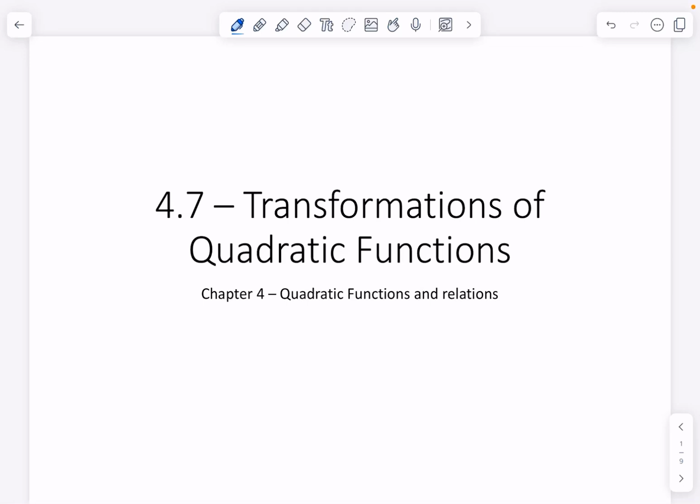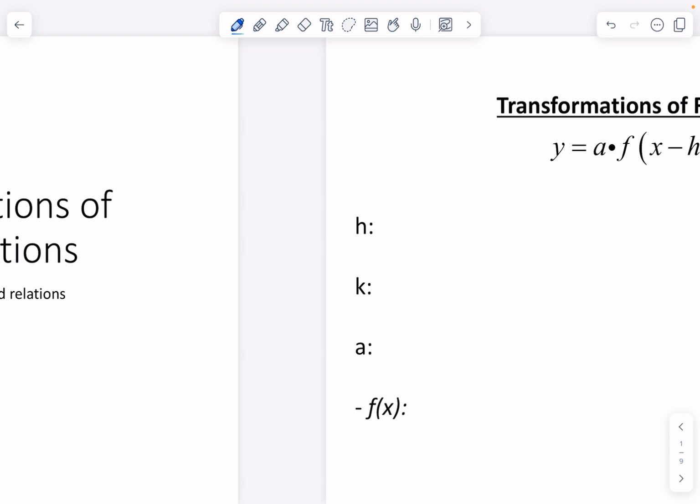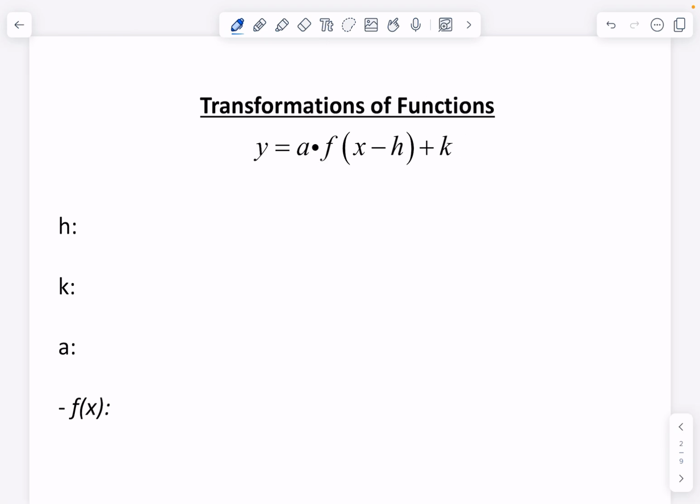Today we're going to be talking about transformation of quadratic functions. A few sections ago, about a chapter ago, we talked about translation of functions and what A did to a function, what the H and K did. Now we're going to be looking at a specific function. Instead of f of x, our function is now x squared.